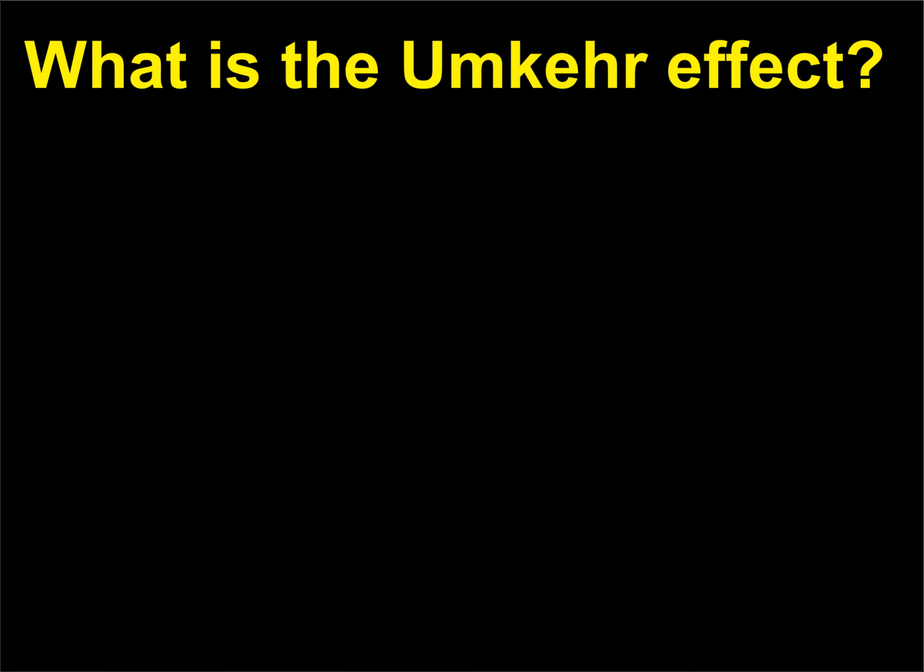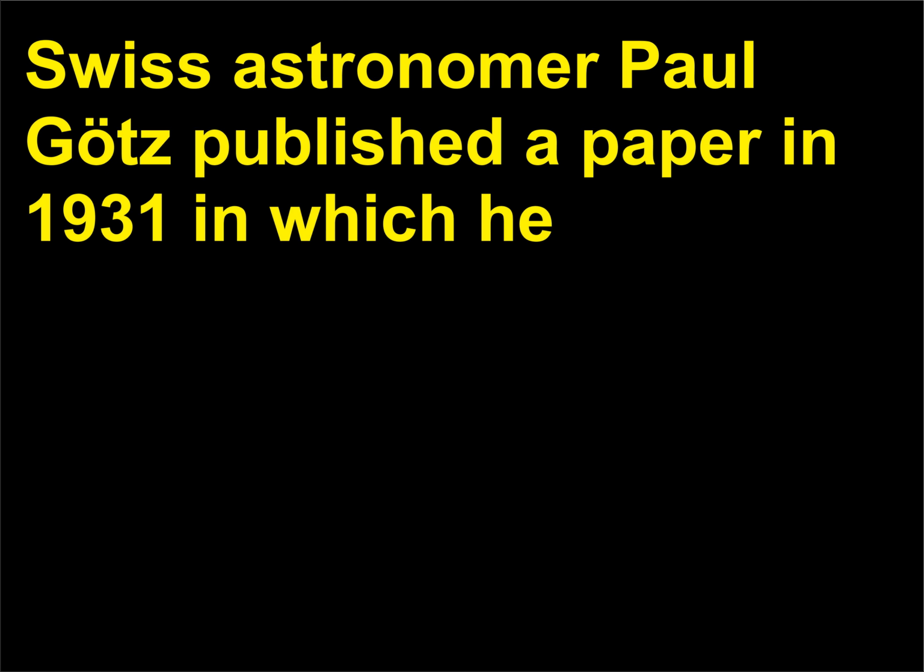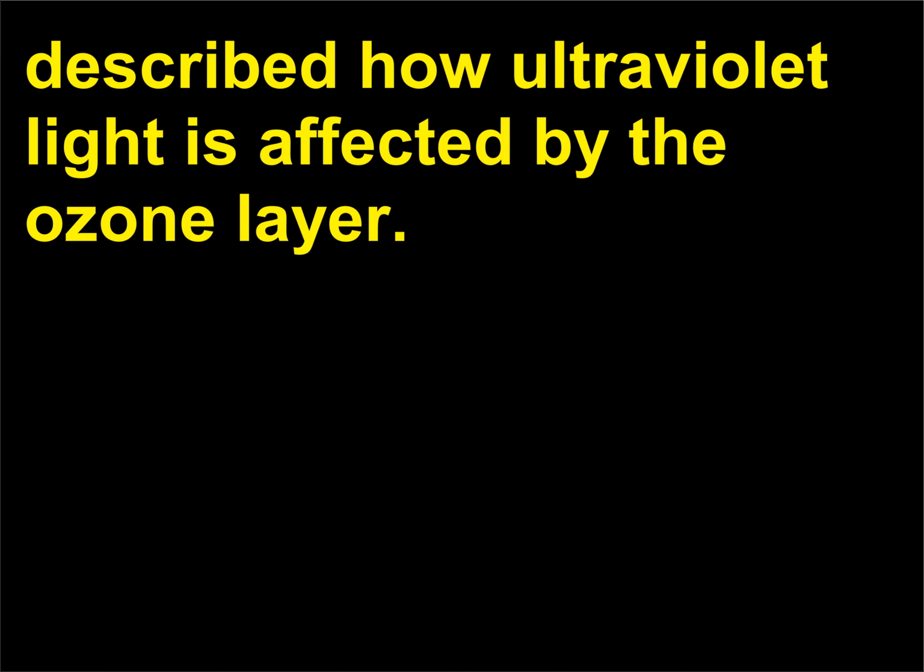What is the Umkehr effect? Swiss astronomer Paul Gotz published a paper in 1931 in which he described how ultraviolet light is affected by the ozone layer.